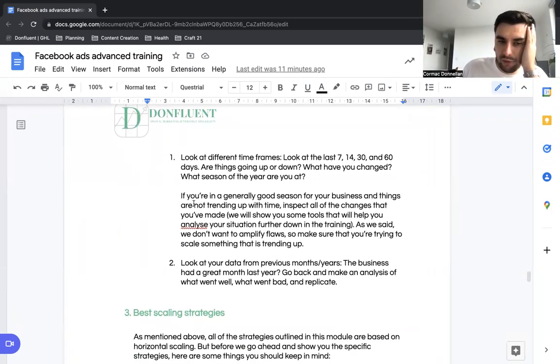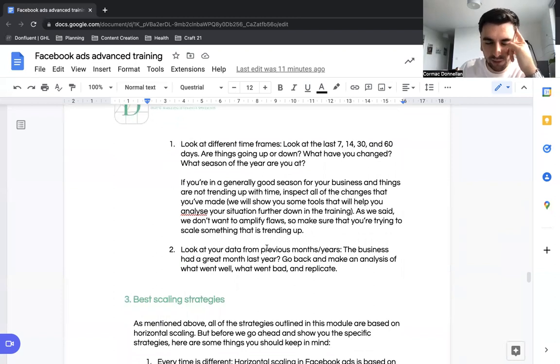Number two, look at the data from previous months, years. Sorry, just to go back on point one, if you're in a generally good season for your business and things are not trending up with time, inspect all of the changes that you've made. We'll show you some tools that will help you analyze your situation further down the training. As we said, we don't want to amplify flaws, so make sure that you're trying to scale something that is trending up. You can't turn something around that your audience doesn't resonate with, and that they're really not enjoying. So the second point is look at your data from previous months, years.